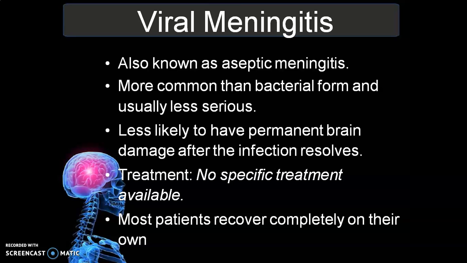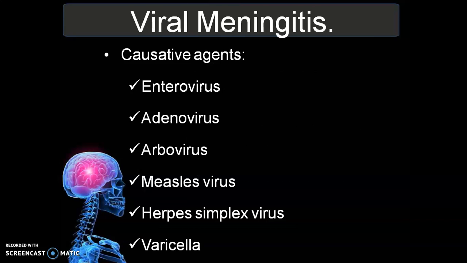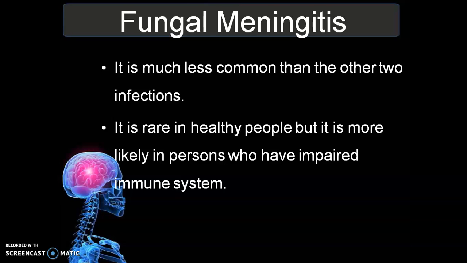There will be no permanent brain damage after the infection resolves, and there is no specific treatment for this. Most of the patients recover completely on their own. All right. So in viral meningitis, the causative agents are enterovirus, adenovirus, arbovirus, measles, herpes simplex, and varicella zoster.